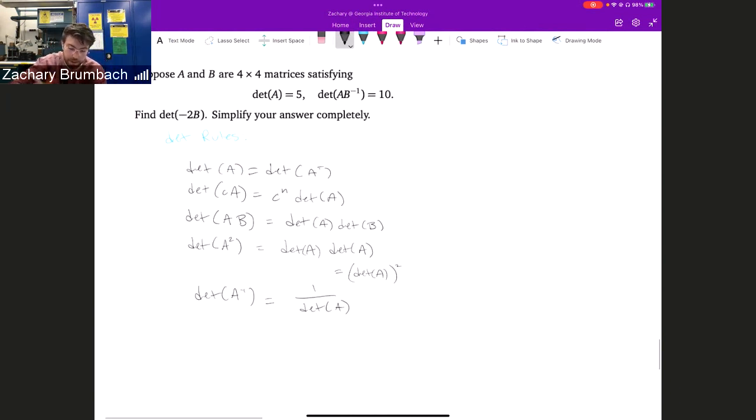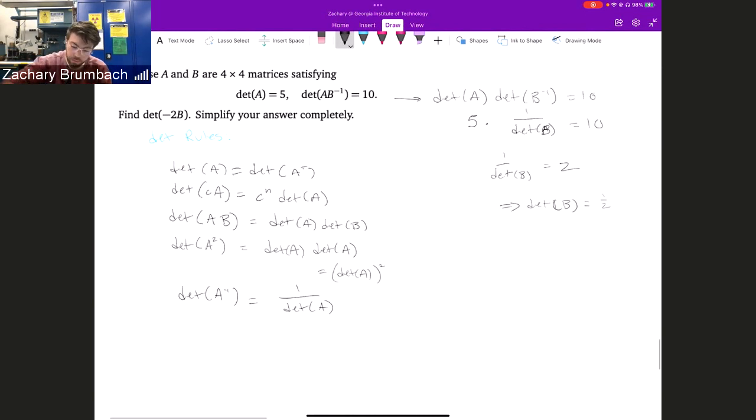So, in this one, it states the determinant of A is equal to 5, and the determinant of A B inverse equals 10. So that's the same thing as the determinant of A times the determinant of B inverse equals 10. All right? So the determinant of A is given to be 5 times the determinant of B inverse, which is 1 over the determinant of B, equals 10. So 1 over the determinant of B is equal to 2. Therefore, the determinant of B equals 1/2.